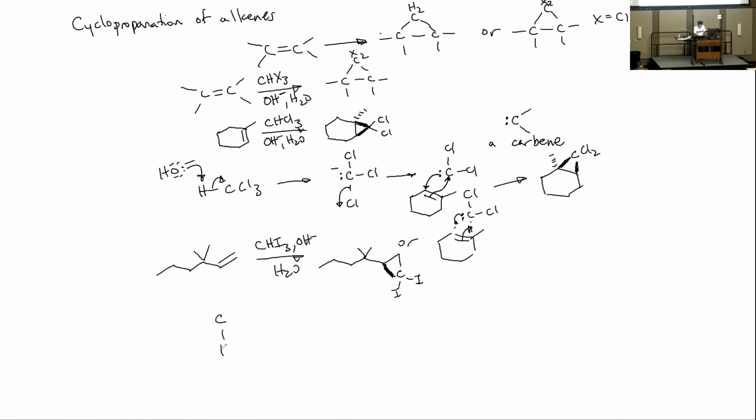Well, same thing. We're going to start with our iodoform. We'll pull off the proton and get our triiodomethyl anion, looking like this, minus charge. And then one of those iodide ions is going to leave. It doesn't matter which one. They're all three the same. We'll get our diiodocarbene. And that's now going to add across our pi bond.